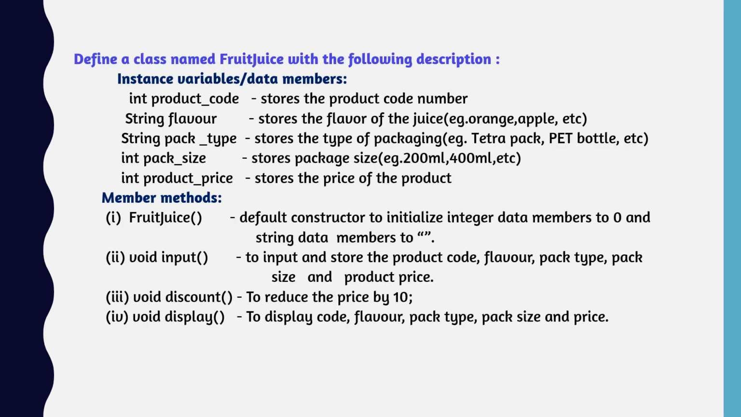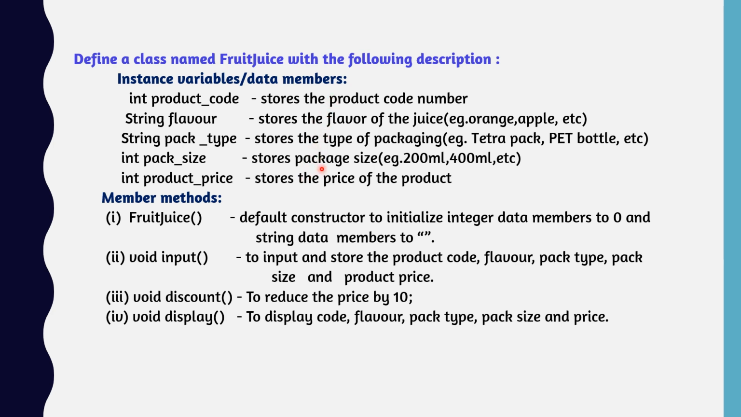One more question we can discuss. Define a class named FruitJuice with the following description. int productCode, to store the product code number. String flavor, for storing the flavor of the juice. String packType, to store the type of package. int packSize for storing the packaging size, and int productPrice. So declare these variables in Java format, and the purpose is given here.